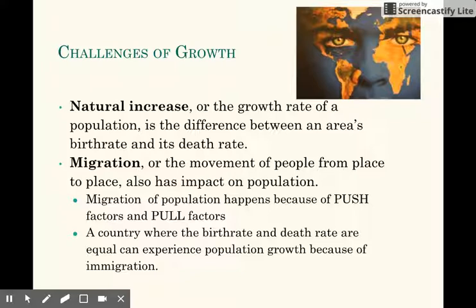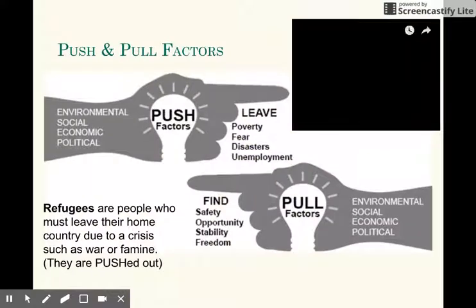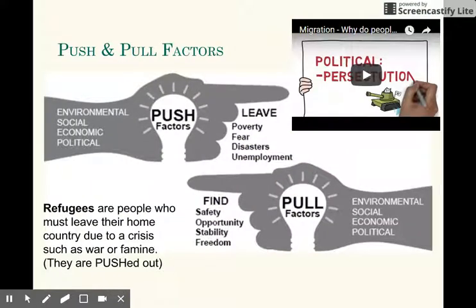Migration of population happens because of push and pull factors. A country where the birth rate and death rate are equal can experience population growth because of immigration. This is actually on your test. So a place that has the same birth rate and death rate, they can actually still experience growth because of immigration. Immigration happens because of push and pull factors.